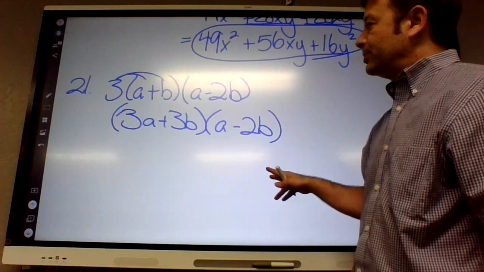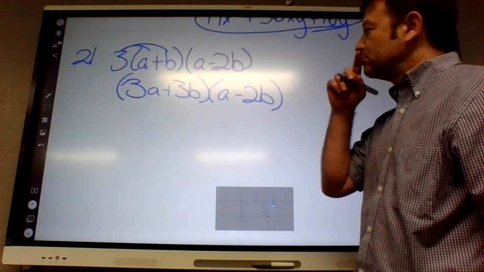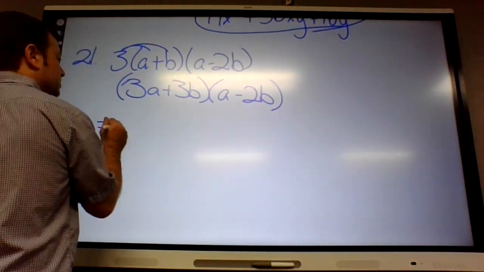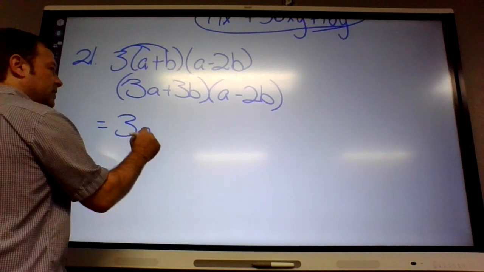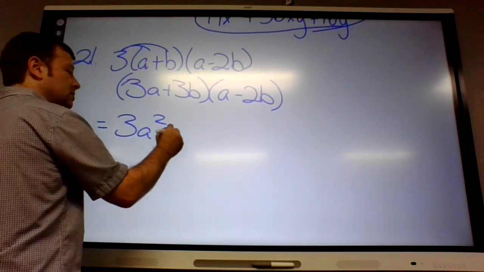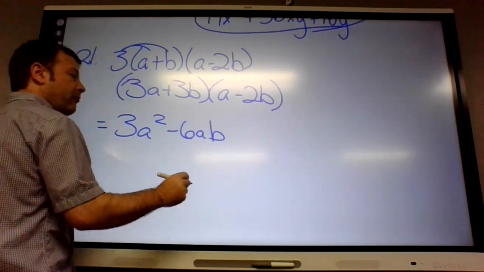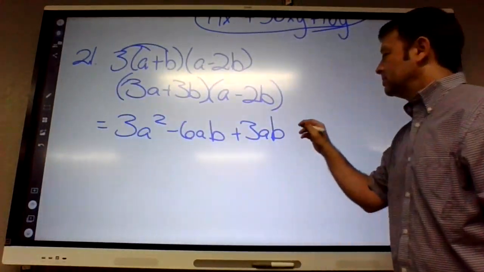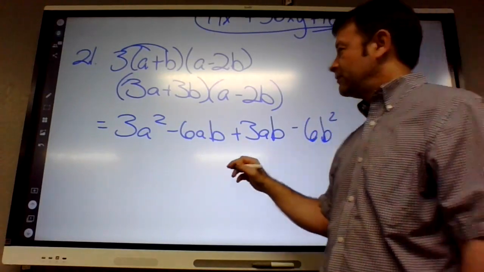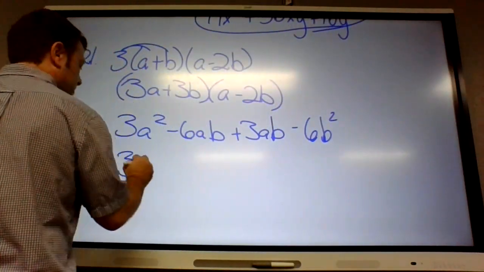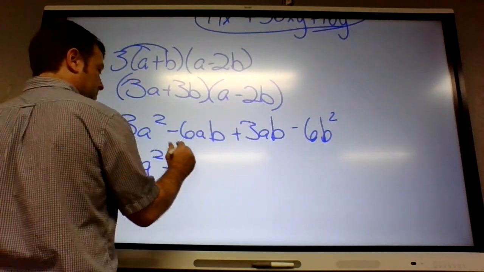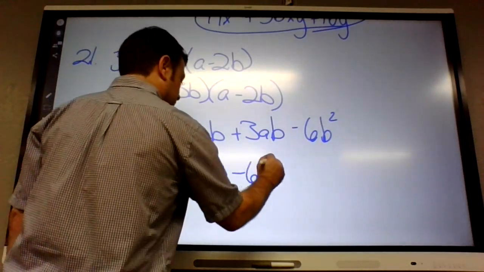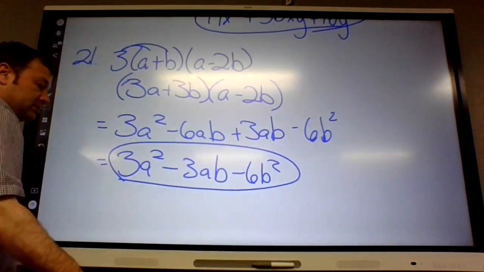Now it's a FOIL problem on 21 though. Let's see, Eli, what would the first be? It'd be 3a squared outside, minus 6a inside, and that would be 3a, and minus 6b squared. And the final answer, that'd be 3a squared minus 3ab minus 6b squared. Whoops, yucky. All right. Voila.